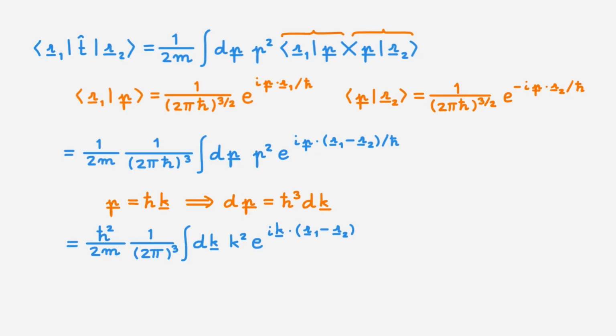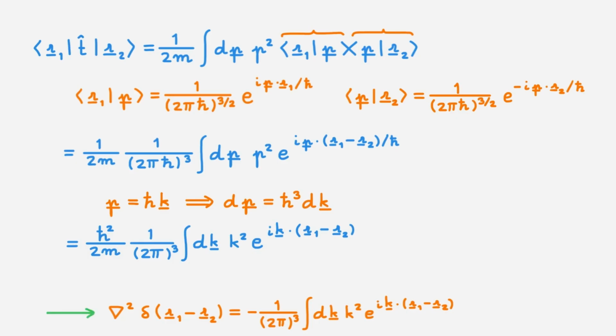To make progress, we need a standard result associated with the Dirac delta function. Specifically, the Laplacian of the Dirac delta function can be written in terms of this integral. Now, this is a general property of the Dirac delta function that we won't derive here, but you should be able to find it in most maths textbooks. Moving on, we'll use this identity to rewrite our integral here in terms of the Laplacian of the Dirac delta function like this. And we end up with this expression for the matrix element.